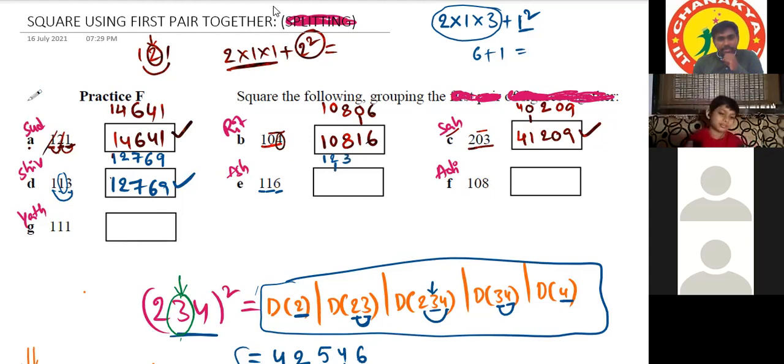1 will be carried. Next, 2 into 1 into 6 is 12. And last is 6. 6 into 6, 36. And the answer is? 1, 3, 4, 5, 6. Correct, 1, 3, 4, 5, 6.